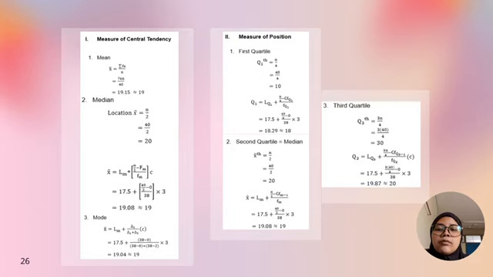So lastly, for mode, same like median, we use the mode grouped data formula. So the final answer that we got is 19 too.